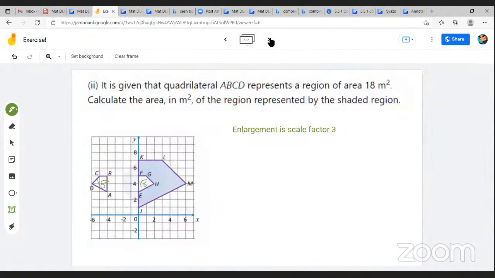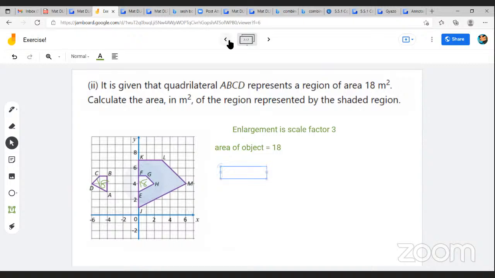So, wait, give me a second. Now we know that this one is 18. Now we have to find the area of the shaded region. We have the object, which is EFGH, for example. Area of EFGH is 18. And this is also the object for the enlargement. Area of object is 18.